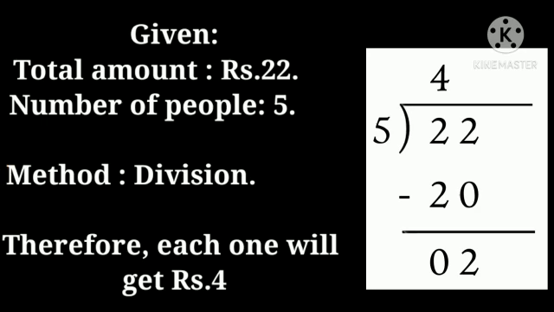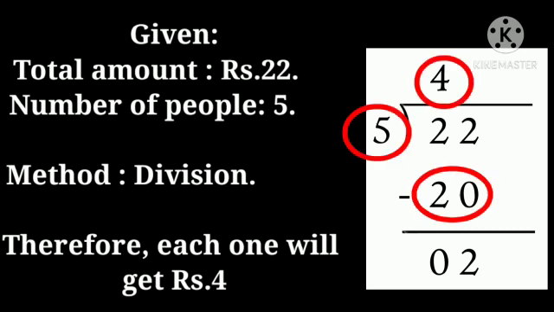Draw the columns, arrange the numbers. We will start saying the 5 table till we get the answer 22. But I think we don't have the number 22 in the 5 table. So we will find a nearby number smaller than 22. So 5 4s are 20.